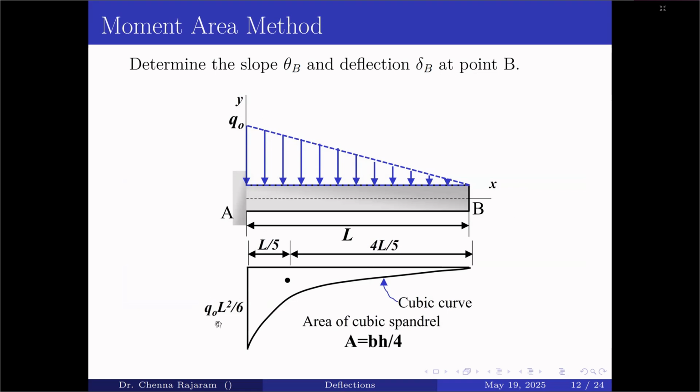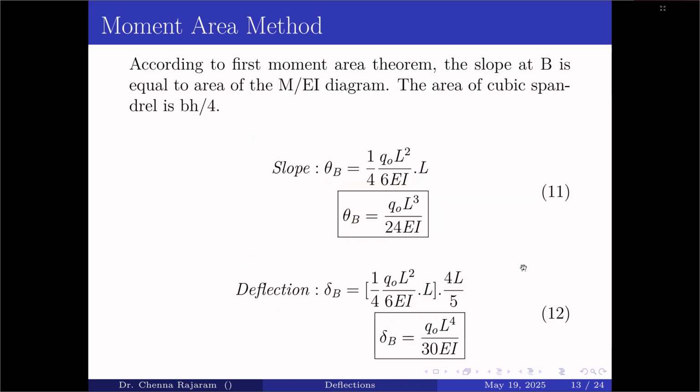And for this cubic curve, the area is B into H divided by 4, where B is equal to L and H is equal to Q naught into L square divided by 6 EI. And the distances from the centroid to point A and point B are given here, that is L by 5 and 4L by 5 respectively.